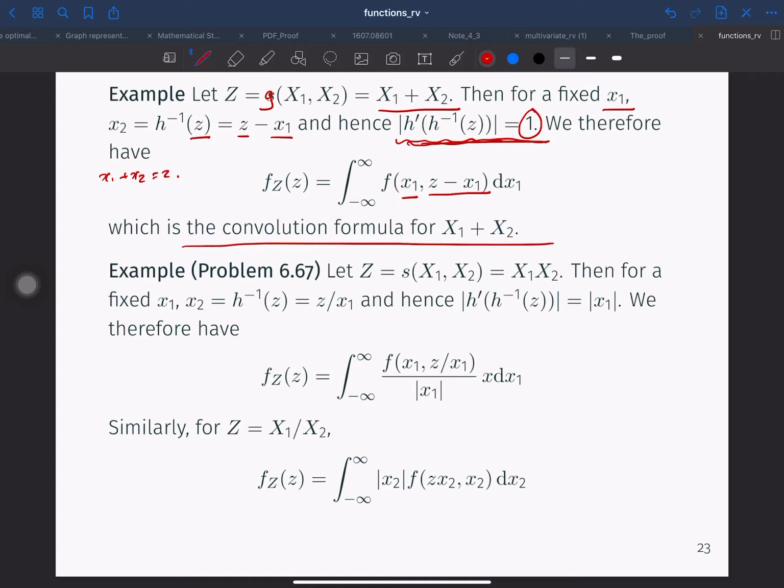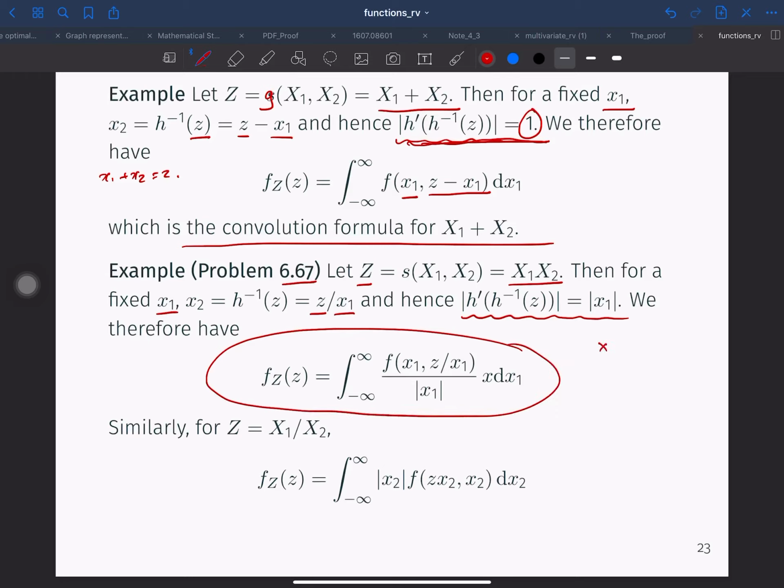But another more beautiful use, and this is problem 6.67 in your textbook, is suppose you have a product of two random variables. Then for a fixed x1, x2 is z divided by x1, a very simple transformation. And so the Jacobian in this case is the absolute value of x1. And so you have this formula for the PDF of x1 times x2.